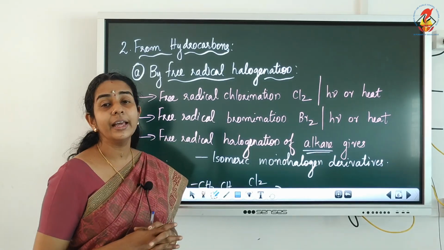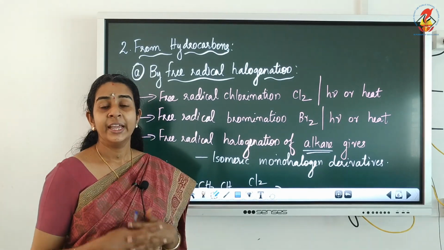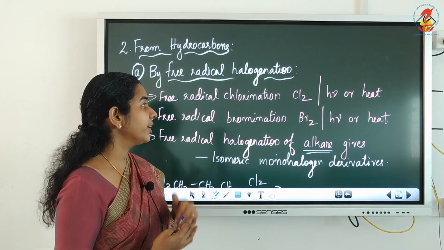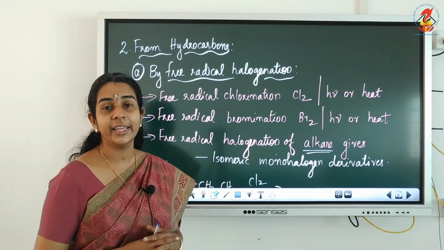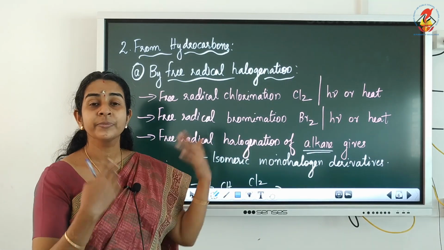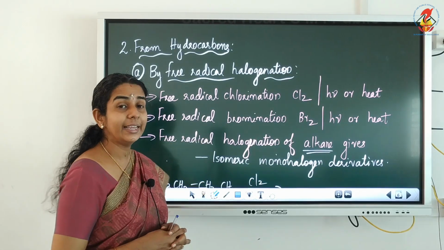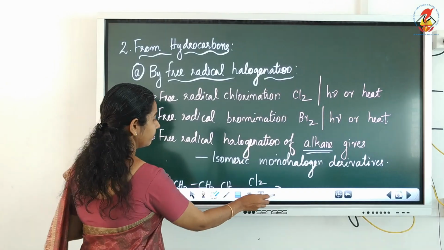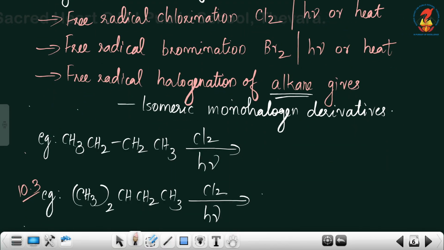So under free radical halogenation we have free radical chlorination or free radical bromination. The reagent required for chlorination is chlorine in the presence of heat or light, and for bromination the reagent required is bromine in the presence of heat or light. So heat or light is the necessary condition for free radical halogenation. Here we are studying the free radical chlorination or bromination of alkanes.